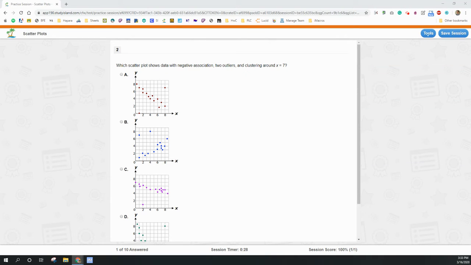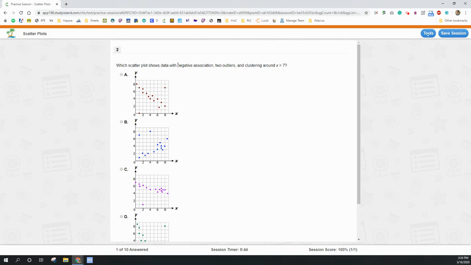All right, this is for anybody that needs help with the scatter plots category. Here we go. Which scatter plot shows data with negative association, two outliers, and clustering around x equals 7? Let's go ahead and break these down one thing at a time.